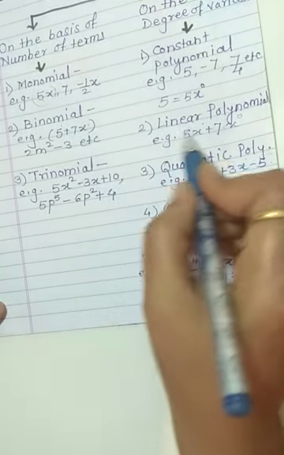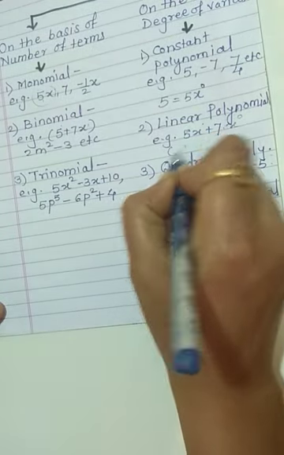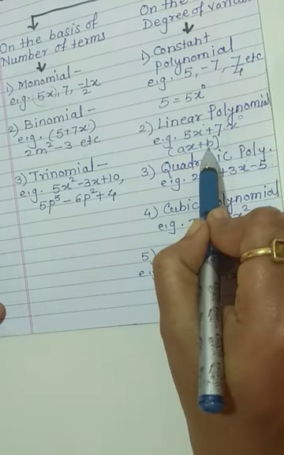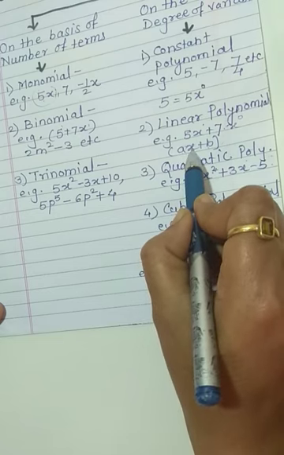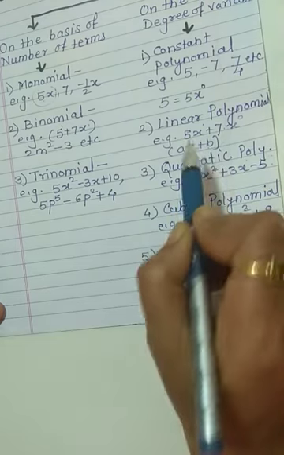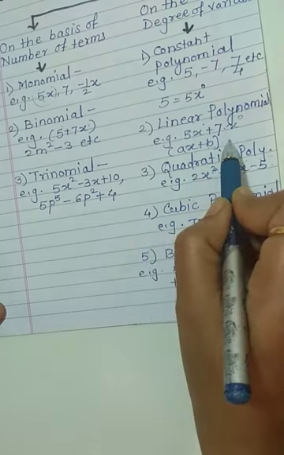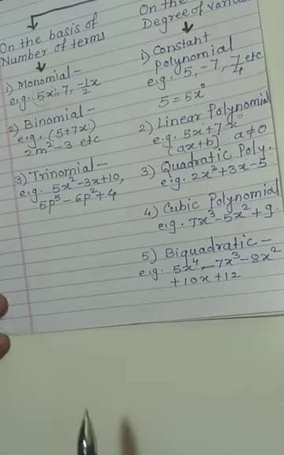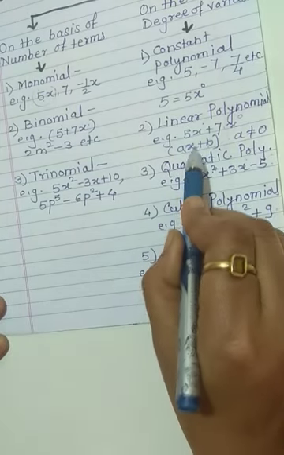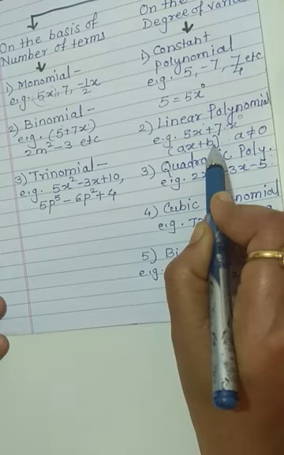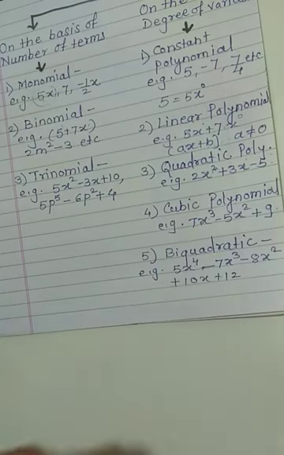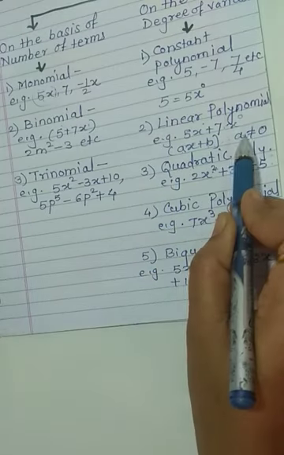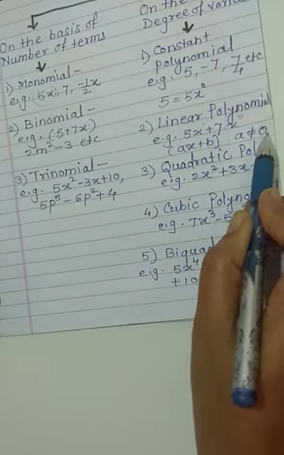Now here we can write the linear polynomial in the form ax plus b. That means here this is the first term and this is the second term. Here the degree of this polynomial is 1 and a is not equal to 0. Why a is not equal to 0? If a is equal to 0, this first term becomes 0 and we will get only b, which is a constant term. Then it becomes a constant polynomial, not a linear polynomial. So here in this form a is not equal to 0.